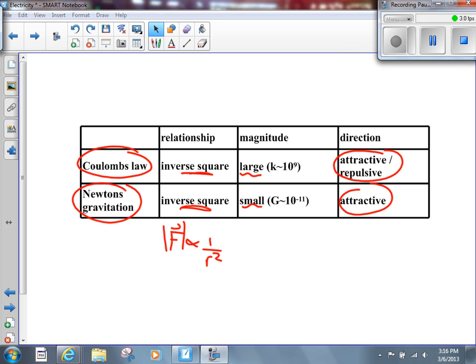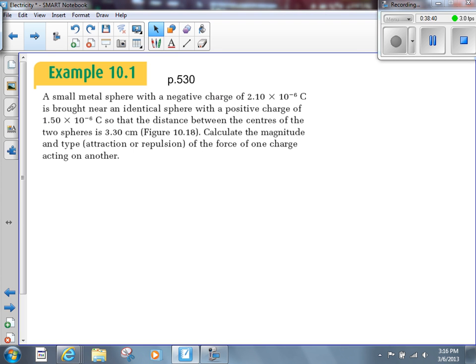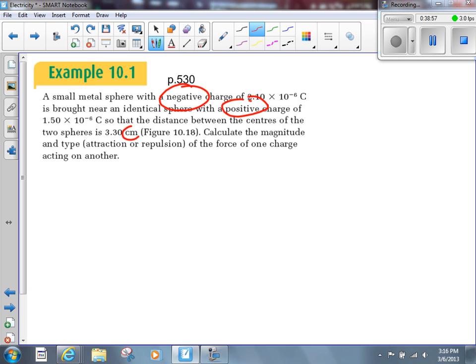Let's take a quick look at an example here now. It says a small metal sphere with a negative charge. Starting circling things again, right? It's been a while since we've had to do this because it's been a while since we've done problems. We've got a negative charge here, and we've got another positive charge. We've got a distance that separates them at 3.30 centimeters. Those are all odd things that could lead me to silly mistakes. We've got positive, we've got negative, we've got centimeters rather than meters. We're going to find the force.